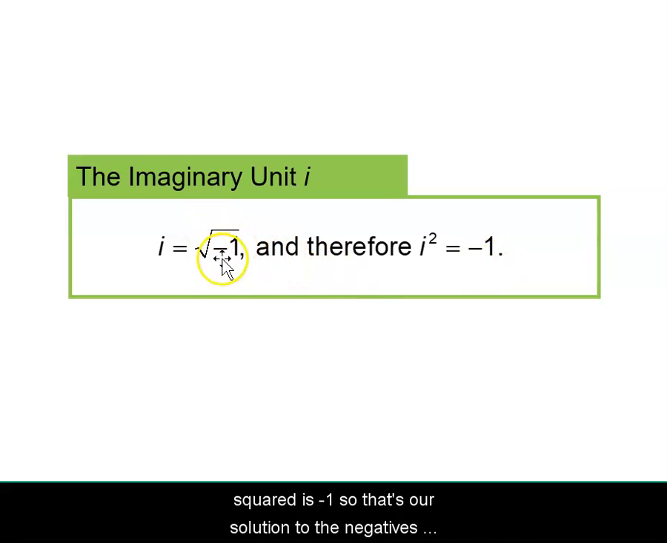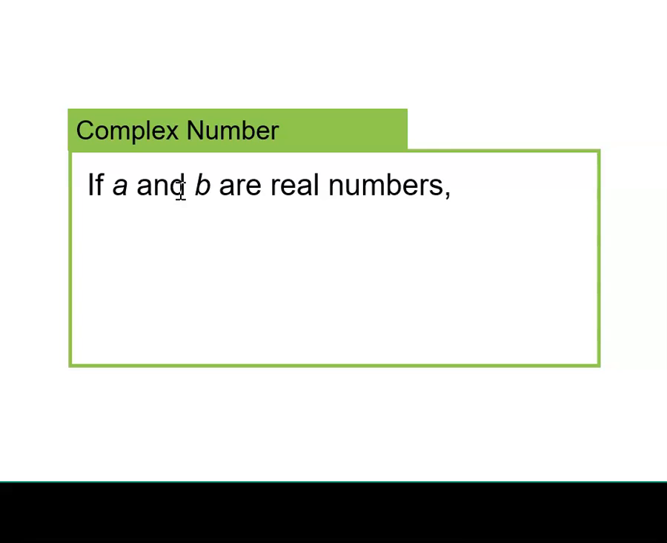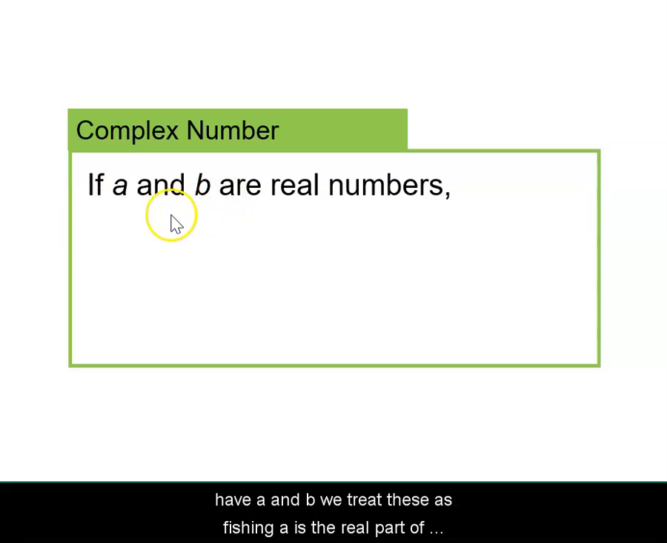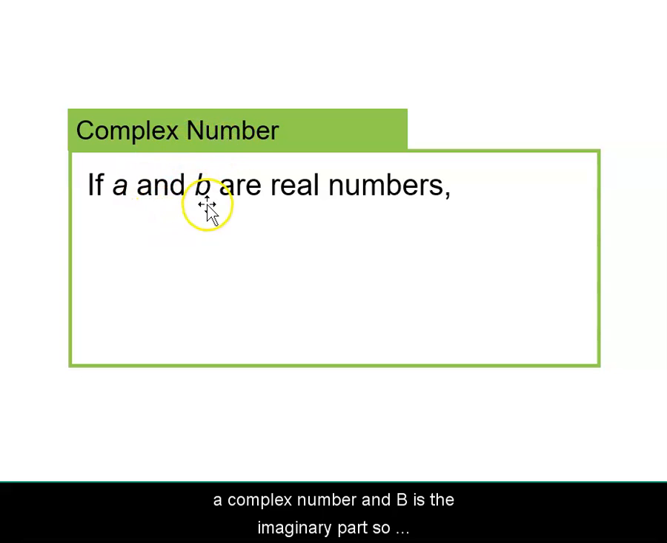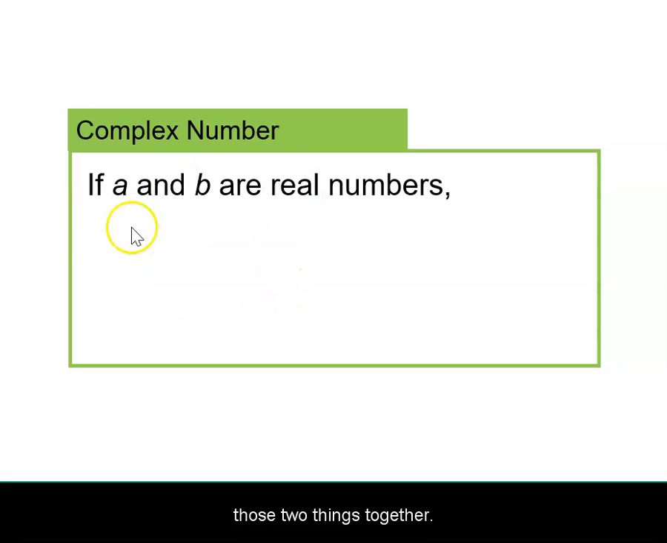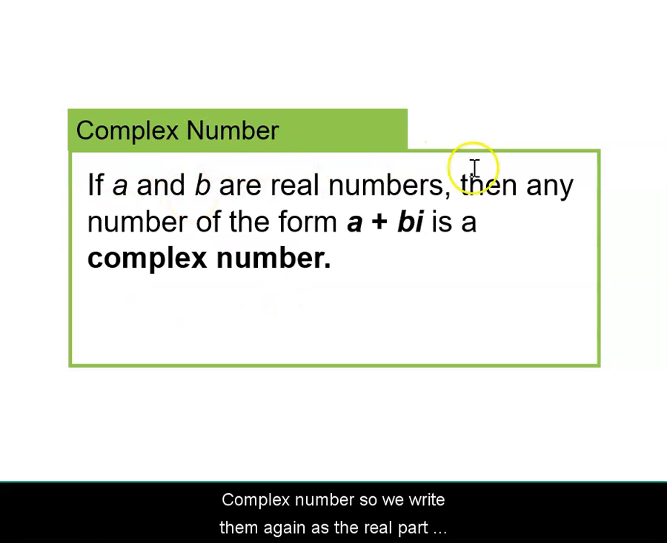So that's our solution to the negatives inside of a square root, was to create an imaginary value, which is actually not very imaginary at all, right? These things have actual multiple applications in real life, right? So they're not actually imaginary. A complex number is a combining of the real numbers and the imaginary numbers, okay? So we have a and b. We treat these as coefficients, right? a is the real part of a complex number, and b is the imaginary part. So a complex number is 1 part real, 1 part imaginary. So those two things together form a complex number, okay?